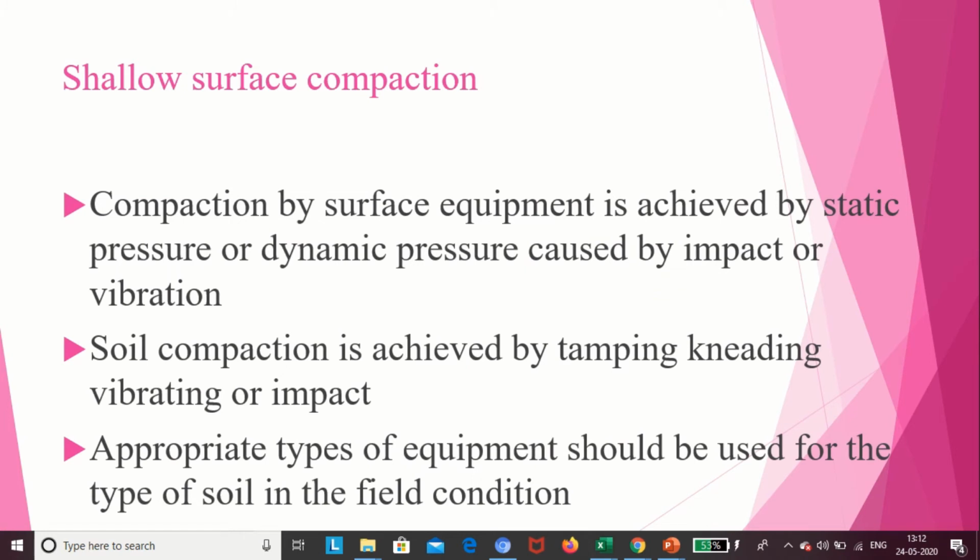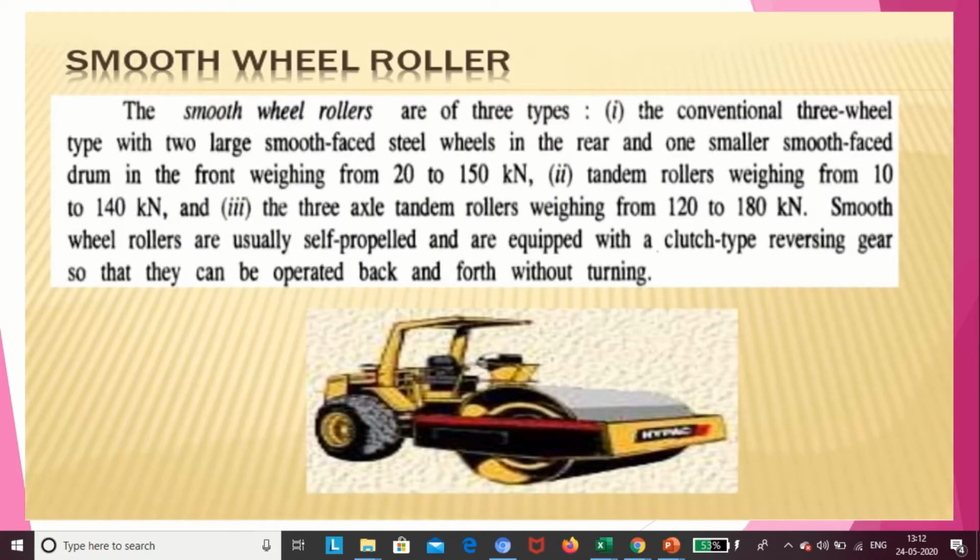So let's see what is shallow surface compaction. The compaction by surface equipment is achieved by static pressure or dynamic pressure caused by impact or vibration. The soil compaction is achieved by tamping, kneading, vibrating or by means of impact. Appropriate type of equipment should be used for the type of soil in the field condition. Let's see the types of equipment which are used. The first one is the smooth wheel roller. It is of three types.